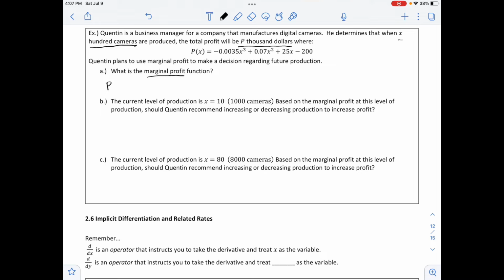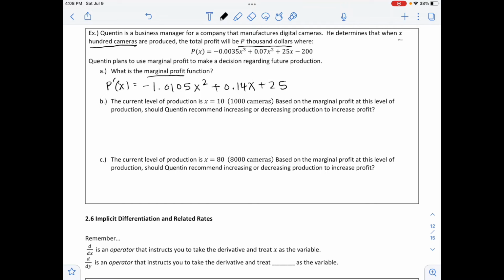So we have our profit function that we need to take the derivative of, and we were given our profit function up above. And so taking the derivative of this, we have negative 0.0035 times 3, which is going to be negative 0.0105 X squared. And then we have 0.07 times 2, which is going to be plus 0.14X. And then 25X, the derivative of that's just 25. Derivative of negative 200 would be 0. So this is our marginal profit function.